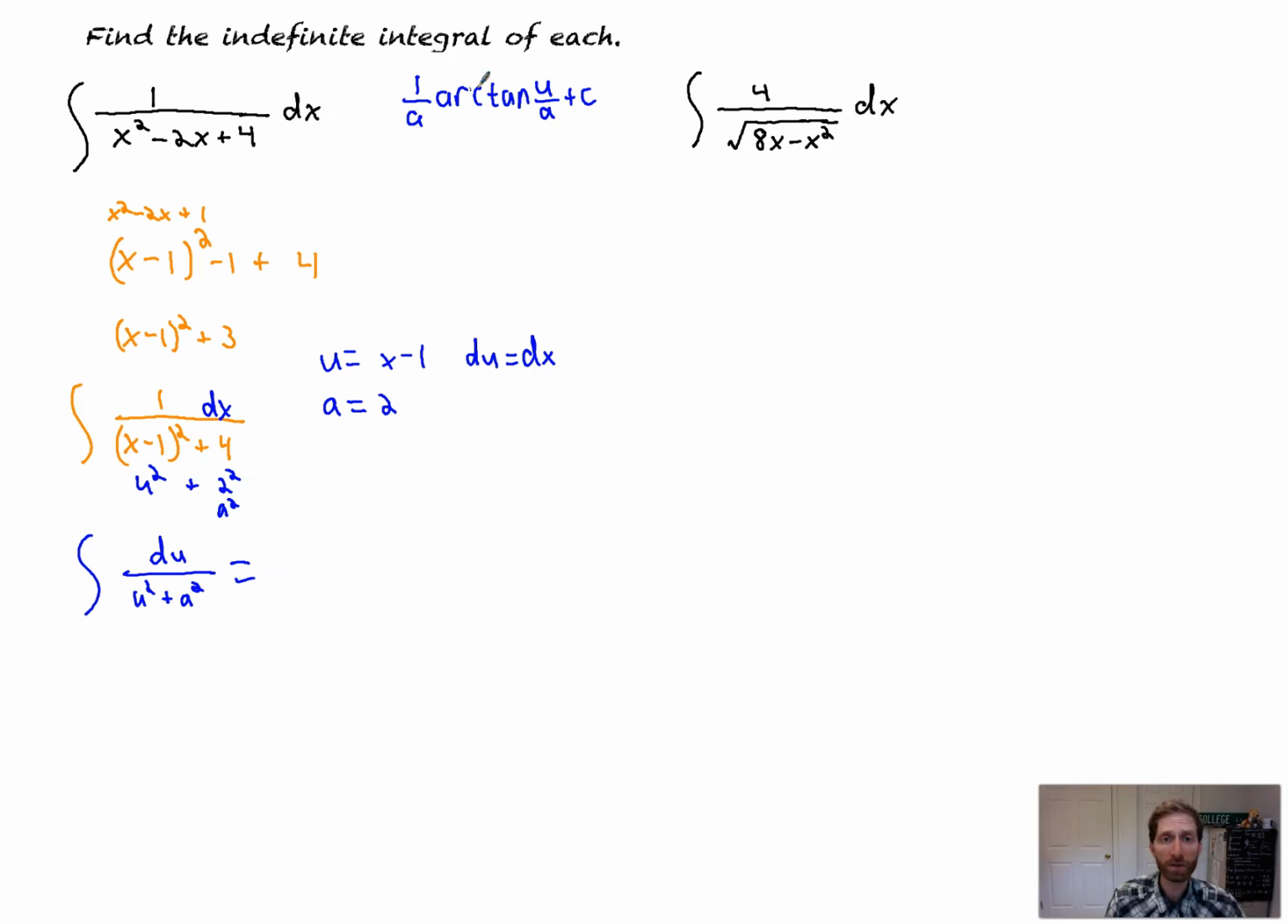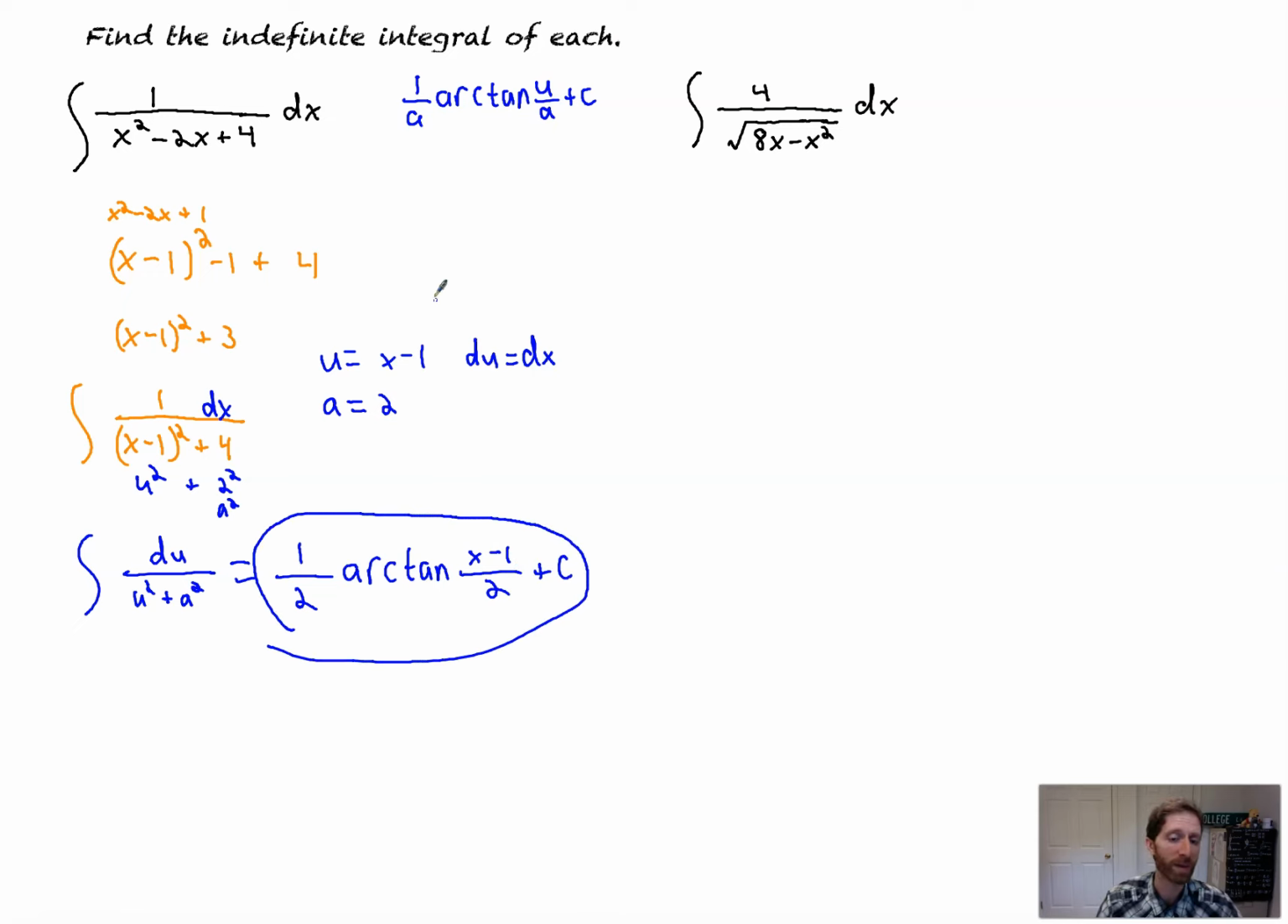Now we just plug it into this formula, which we've gone over in the previous video and why it works. 1 over a, which is 1/2, arctan of u over a. Well, u is x minus 1, all over a. And you could differentiate that till the cows come home; you'll get your original value back. So that's difficult. You've got to complete the square on that one.